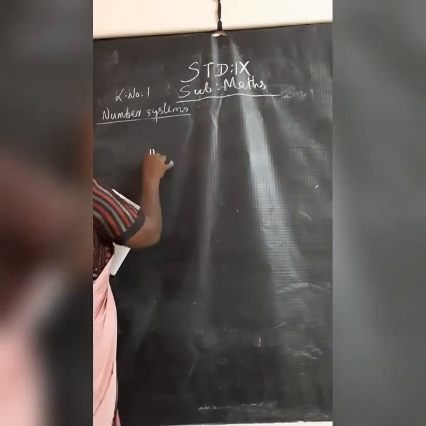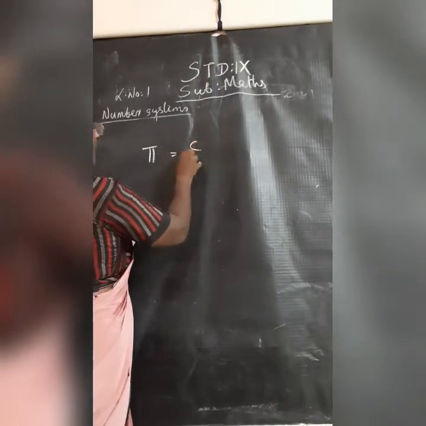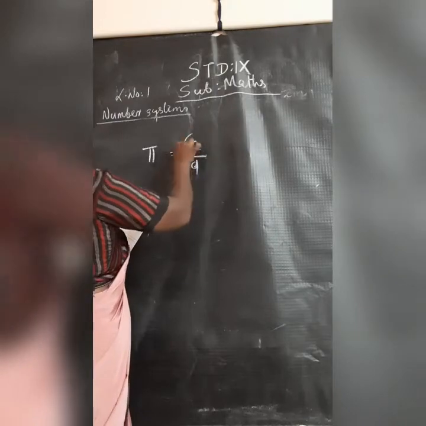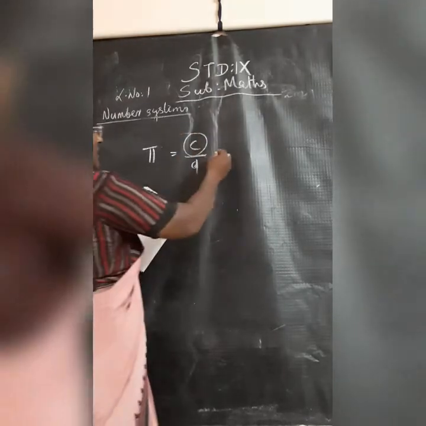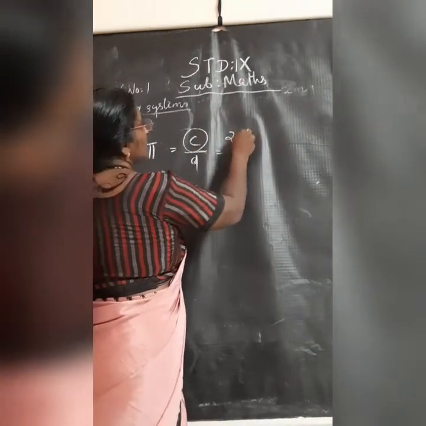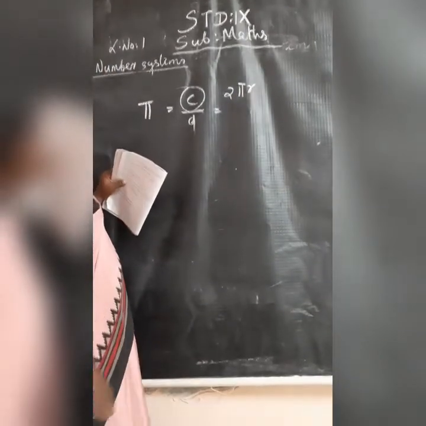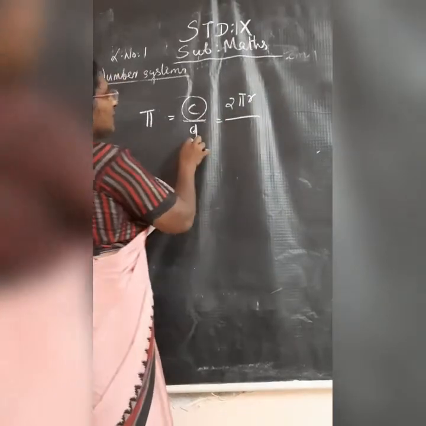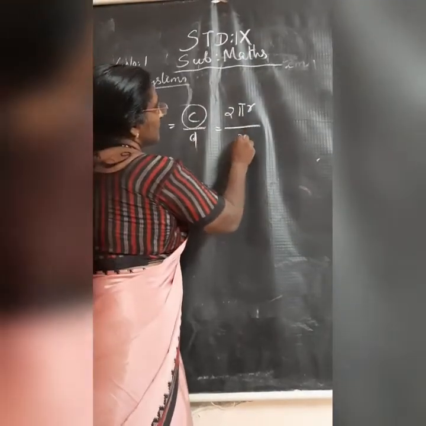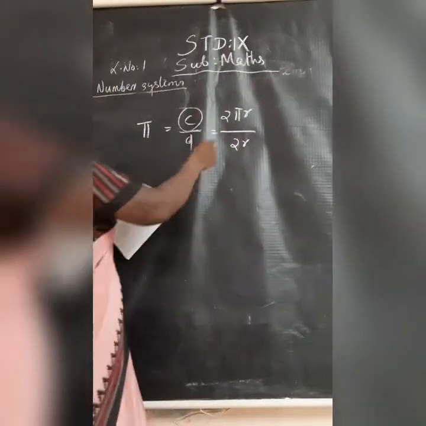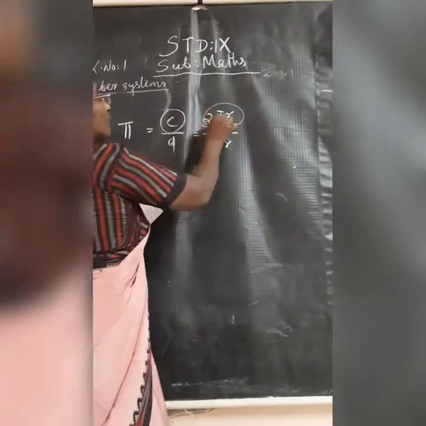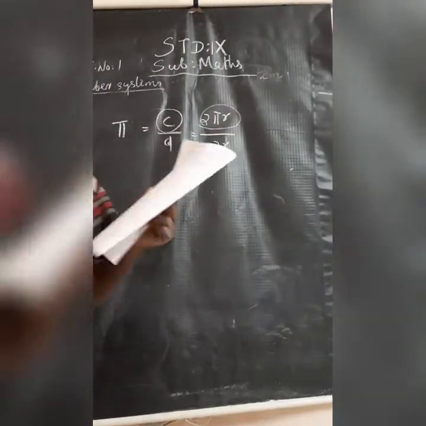here you write pi is equal to C by D. C means what? Circumference of a circle. Circumference of a circle means perimeter. The perimeter formula you have studied as 2 pi r. And D means what? Diameter. Diameter means 2r. Okay. So see here itself, 2 pi r is an irrational number.